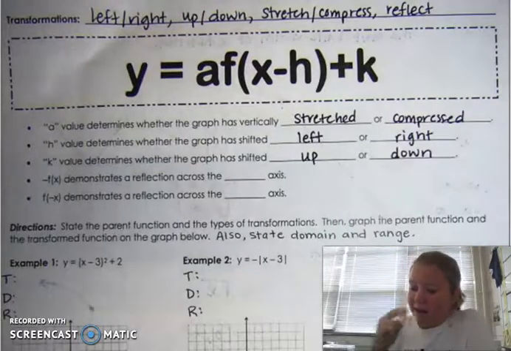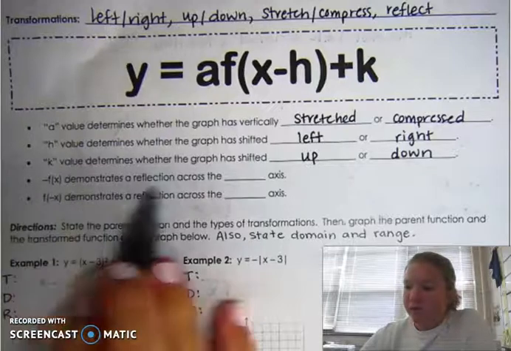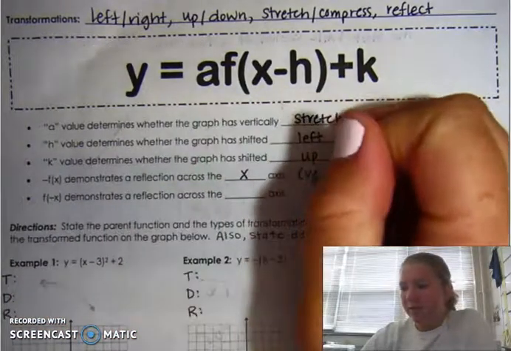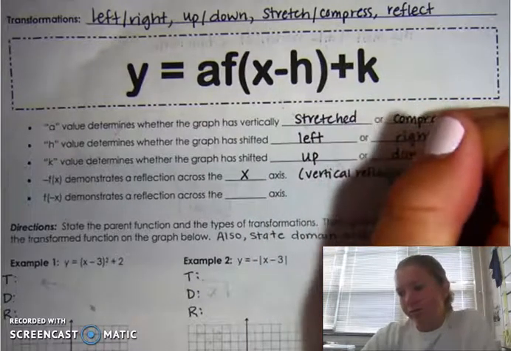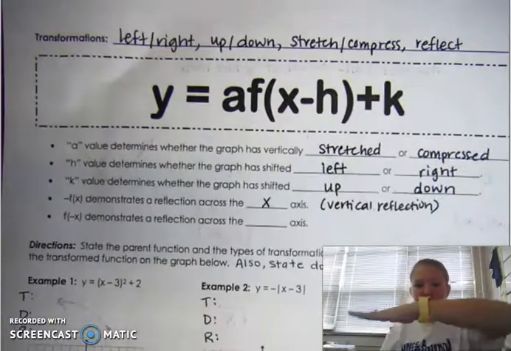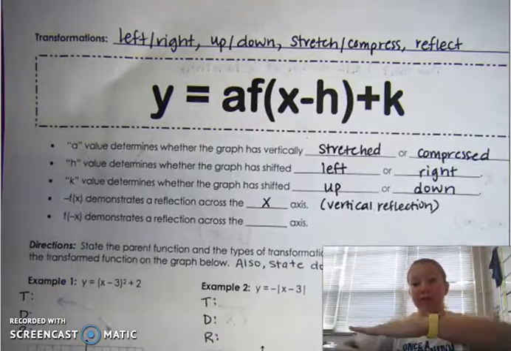A negative on the outside of the operation demonstrates a reflection across the x-axis. So that would be a vertical reflection. And it's the x-axis because here's your x-axis, and if you're flipping vertically, you're flipping over that x-axis.